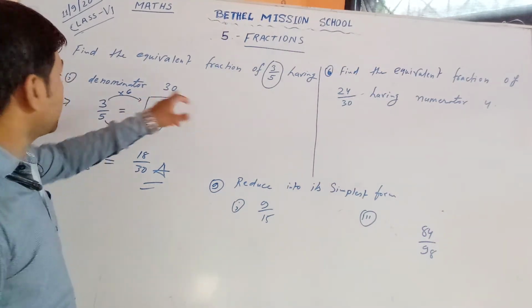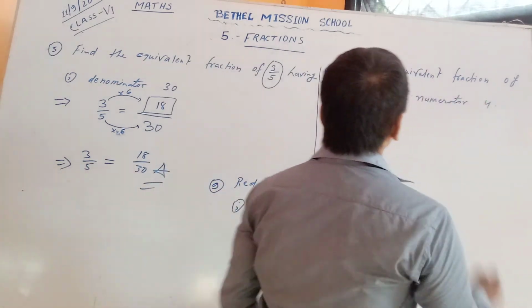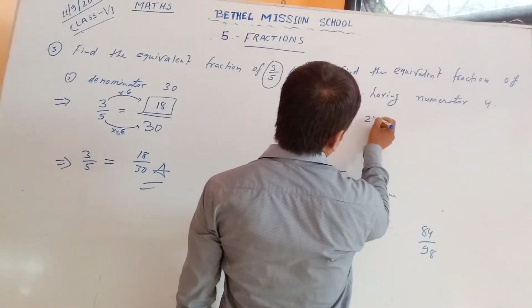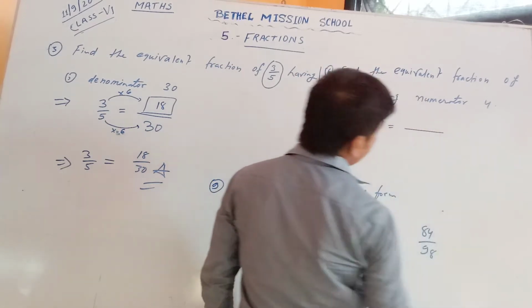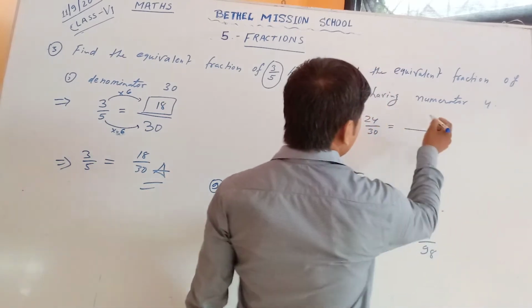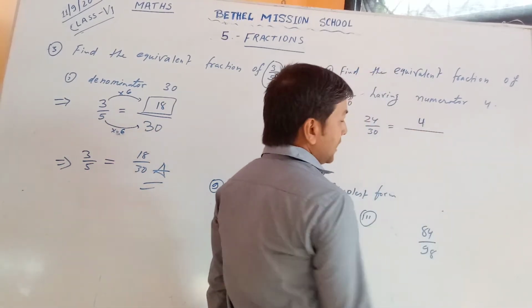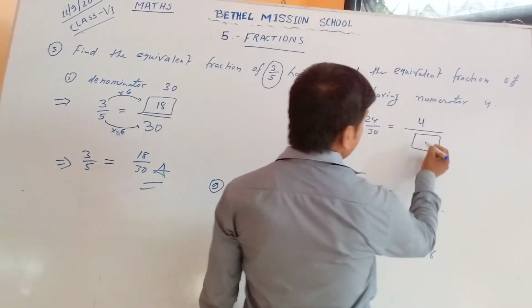Now the same question is given in 6th number. Find the equivalent fraction of 24 upon 30. You have to find the equivalent fraction having numerator 4. Now the numerator should be 4, so you have to find the denominator.